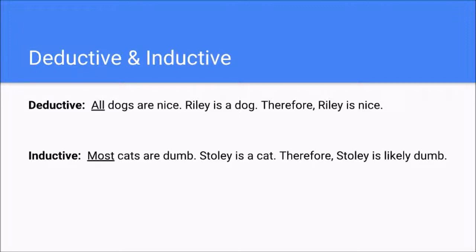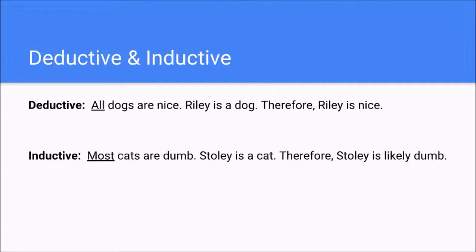Like with our Clue example, a deductive argument, if it is valid, must always be true. The conclusion must necessarily follow according to logic. For example, all dogs are nice, Riley is a dog, therefore Riley is nice. Again, assuming the premises are true and that all dogs are nice and that Riley is a dog, the conclusion that Riley is nice must be true 100% of the time. There is no room for a counterexample.